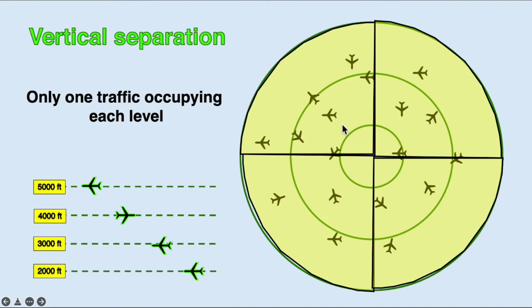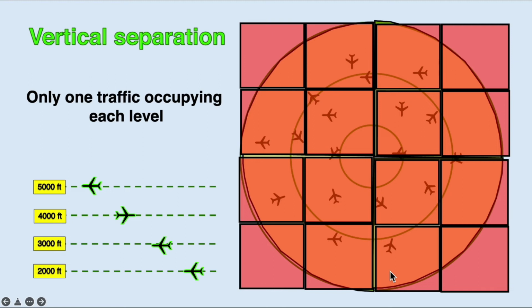When you have much more experience, you can make these sections smaller in order to be more accurate in your instructions. For example, instead of dividing it by 4, you can divide it by 16. For example, traffics that are in this small section need to be separated vertically. But if you have the skills, you can have one traffic here at 4,000 feet and another one here at 4,000 feet, because they are not in the same sector. But that's essentially how you provide vertical separation in a reliable way.